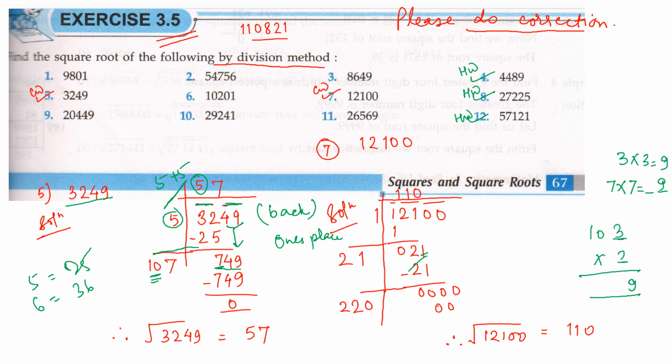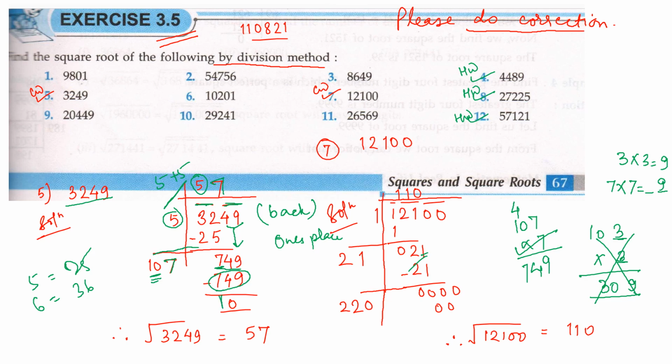If I do 3 into 3, so 3 3s are 9, 3 zeros are 0, 3 1s are 3. So this is not applicable. Let us do it with 7. So 107 into 7: 7 7s are 49, 7 zeros are 0, 4, and 7 1s are 7. So yes, this is correct. So I wrote 7 here and 7 at the top. So 107 into 7 is 749.